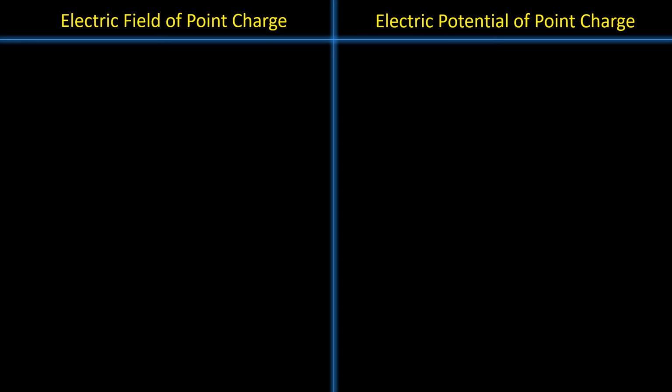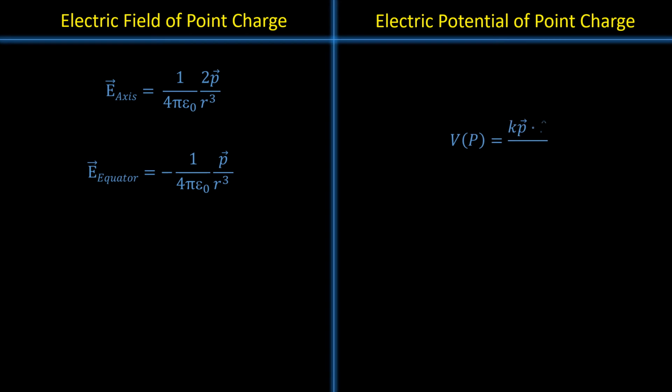Now let us compare electric field of dipole with electric potential of dipole. In case of electric field, if you remember, we had two different formulas. On axis, we can find electric field with this formula: 1 by 4 pi epsilon 0 into 2 times dipole moment upon distance cube. And on equator, we have another formula: E equator is 1 by 4 pi epsilon 0 dipole moment upon distance cube. Luckily here, we have only one formula for potential of dipole, and that is k vector p dot unit vector r upon r square.